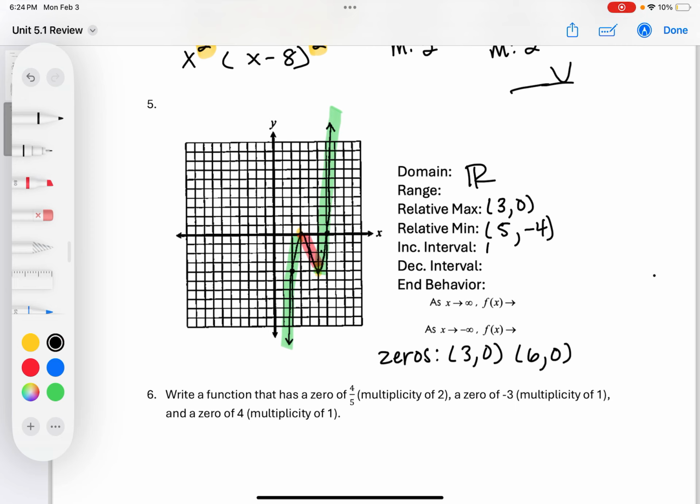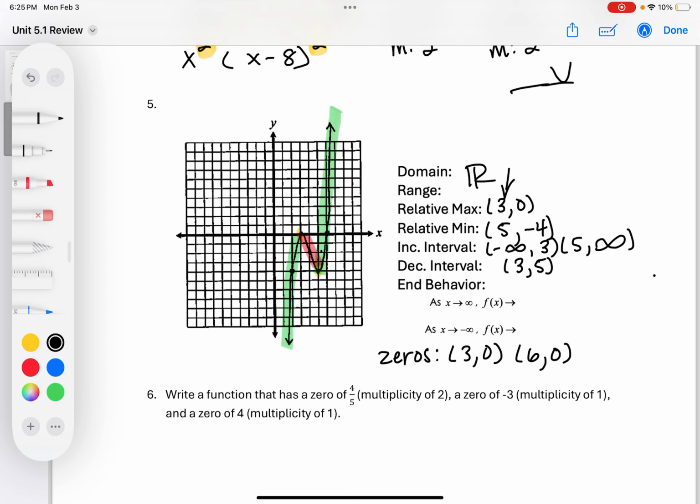So it is increasing from negative infinity all the way to 3, the x value of my max. And it's increasing again from 5, the x value of my min, to infinity. And then where is it falling? It is falling between 3 and 5. Again, you're really just looking at your x values on your min and max. That's going to be your best friend for this.